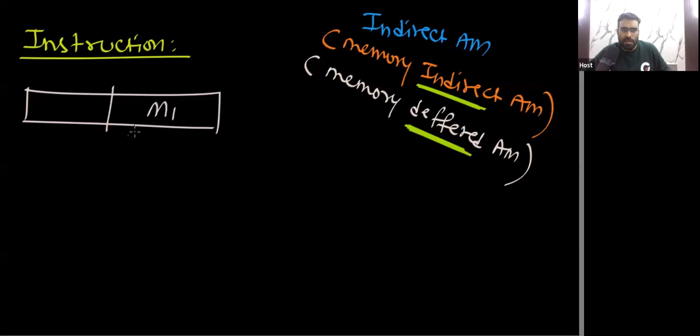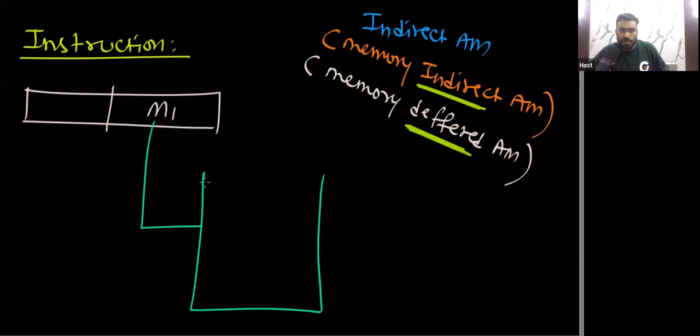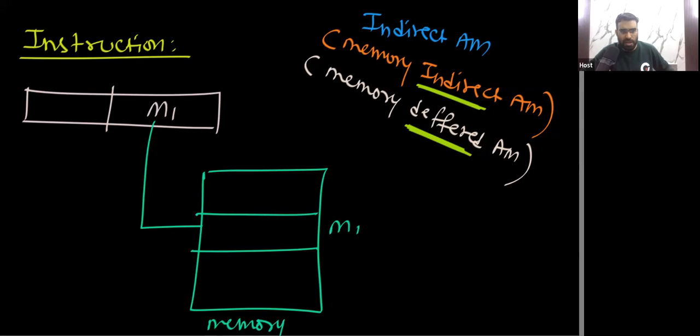Okay, so you can see this is a memory address. If you go to this memory address, this is your main memory. If you go to this memory address, you will not find the operand. You will find another memory address. If you go to that memory address, finally you will get your operand.